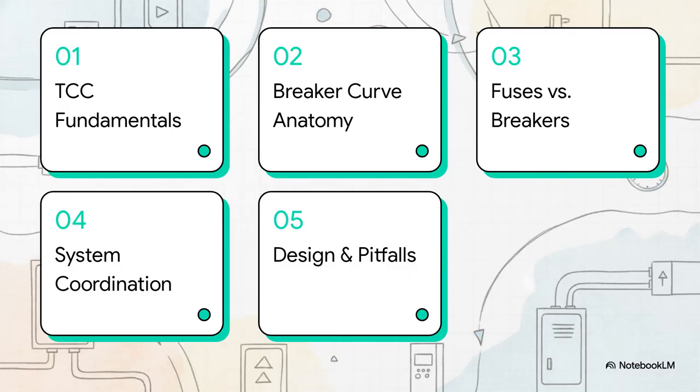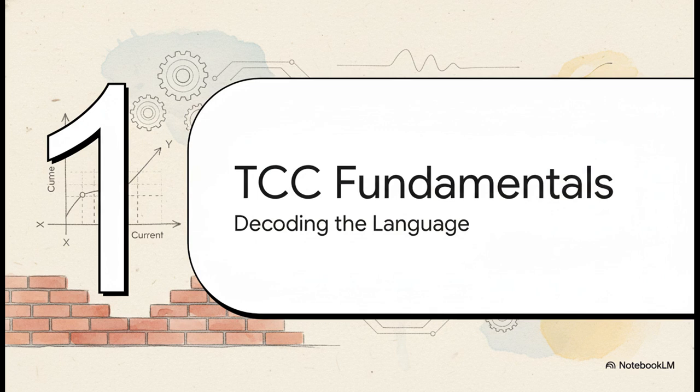So here's our game plan. First, we're going to get our feet wet with the absolute fundamentals, just learning to speak the language of the curve. Then we'll dissect a modern breaker curve, piece by piece, to really see how it works. We'll pit that against the simple fuse, and then the main event. We'll see how to make them all work together to achieve proper system coordination. And to wrap it all up, we'll talk about some real-world design tips and common mistakes you definitely want to avoid. Okay, so let's start at square one.